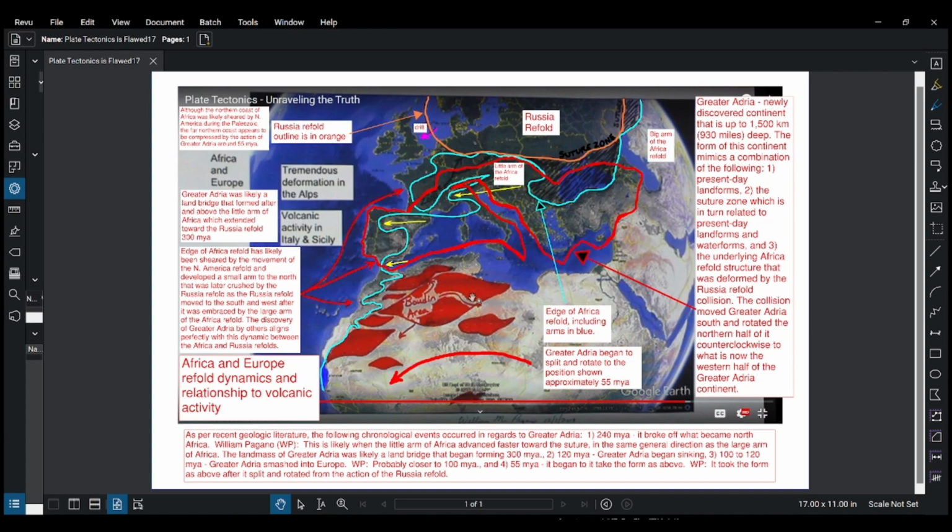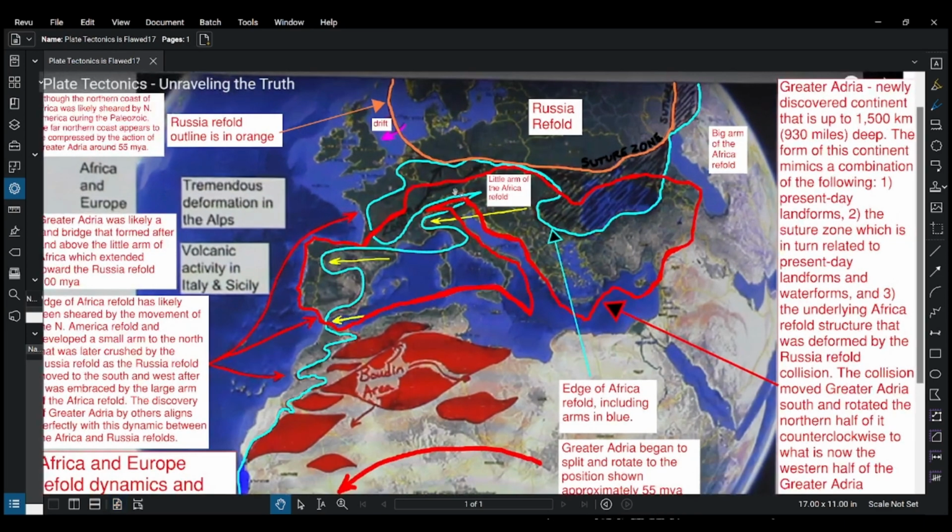And geologic literature supports my model. Everything goes hand in hand. It's beautifully explained by my model. Okay. That I put in the outline of my model for the little arm of Africa and the coast of Africa where everything got squashed over here, and I put in the Russia refold. Everything makes sense. So there's this agreement with geologic literature. Again, even all the details and history of greater Adria are supported by my model, which I don't describe here.